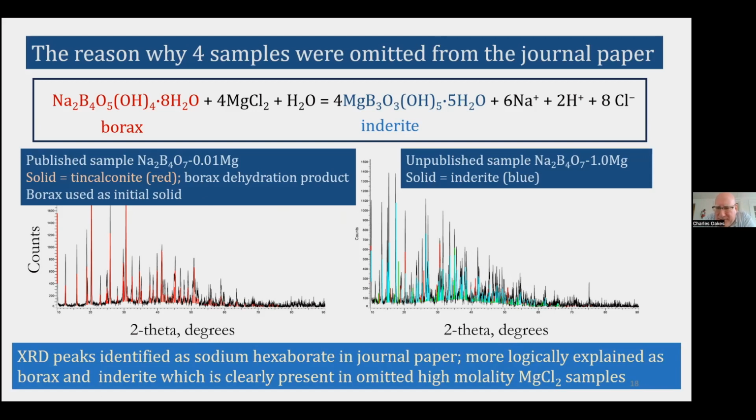And this is one of the samples that was omitted from the published paper. The blue lines are the reference peaks for a mineral called indorite, which is a magnesium borate. And so if you introduce borax into magnesium chloride, you can produce this magnesium borate mineral, indorite. That's what this X-ray diffraction scan shows, is that indorite is effectively the only mineral in this sample.